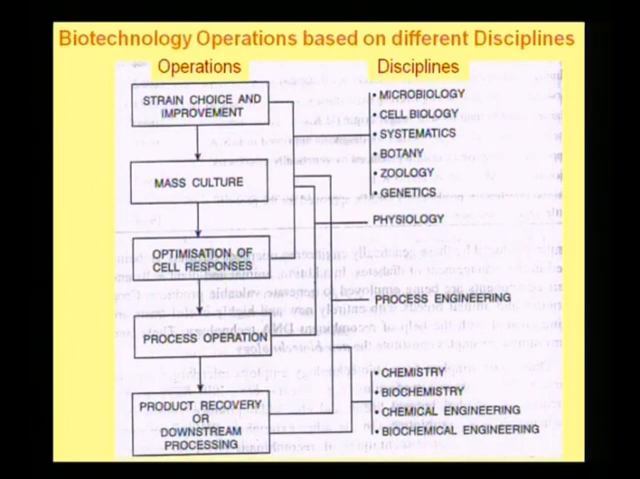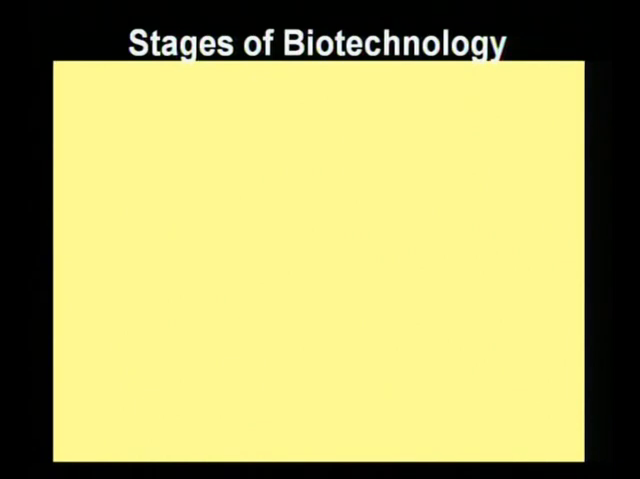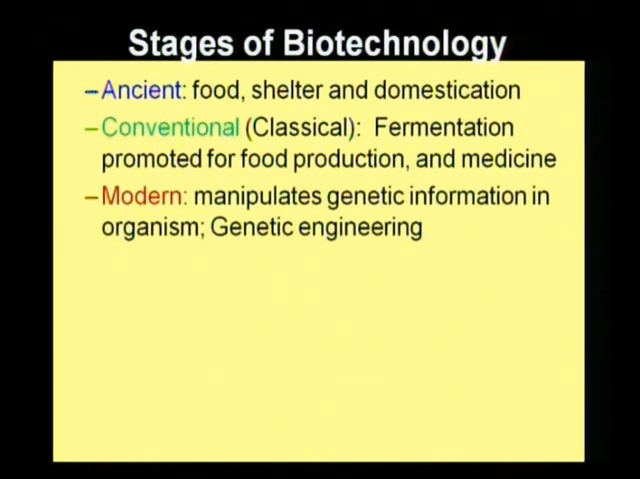Now these microbial responses are associated with process engineering. Once you have seen the responses of the microorganism or their products, then comes the process operation. Process operation means the stage during which the whole yield or product has to be produced. The process operation will involve various branches like chemistry, biochemistry, chemical engineering and biochemical engineering. So this is how we see that biotechnological operations are based on different disciplines.